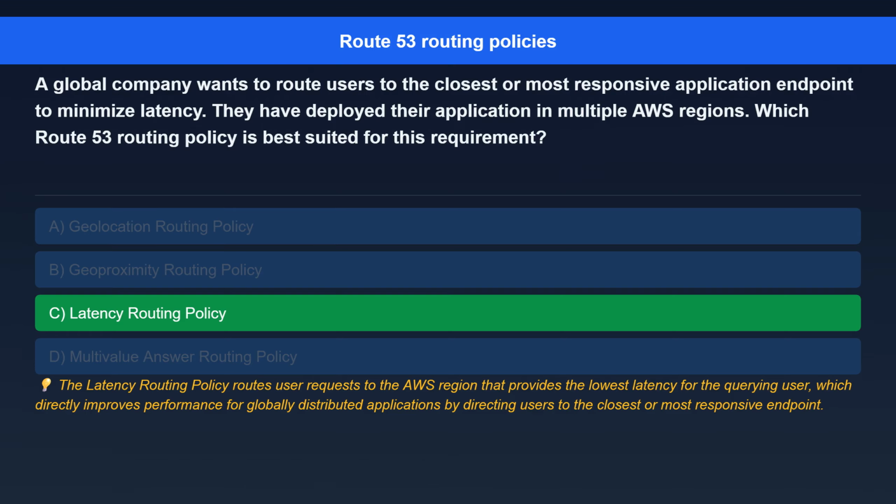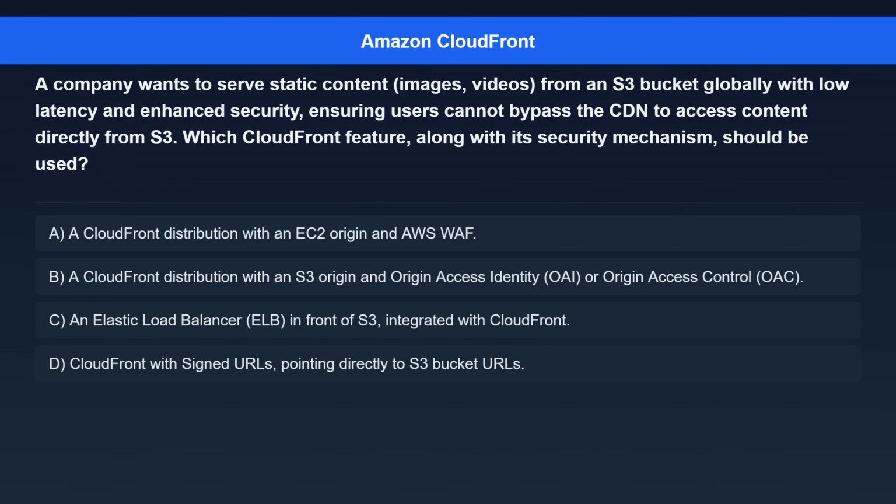The correct answer is latency routing policy. Here's the explanation. The latency routing policy routes user requests to the AWS region that provides the lowest latency for the querying user, which directly improves performance for globally distributed applications by directing users to the closest or most responsive endpoint.